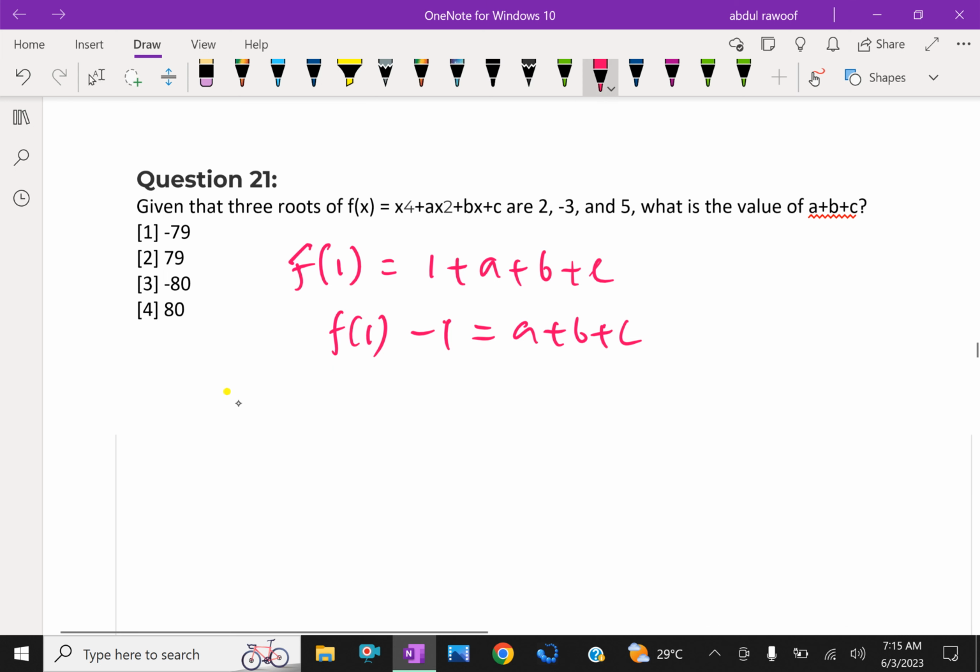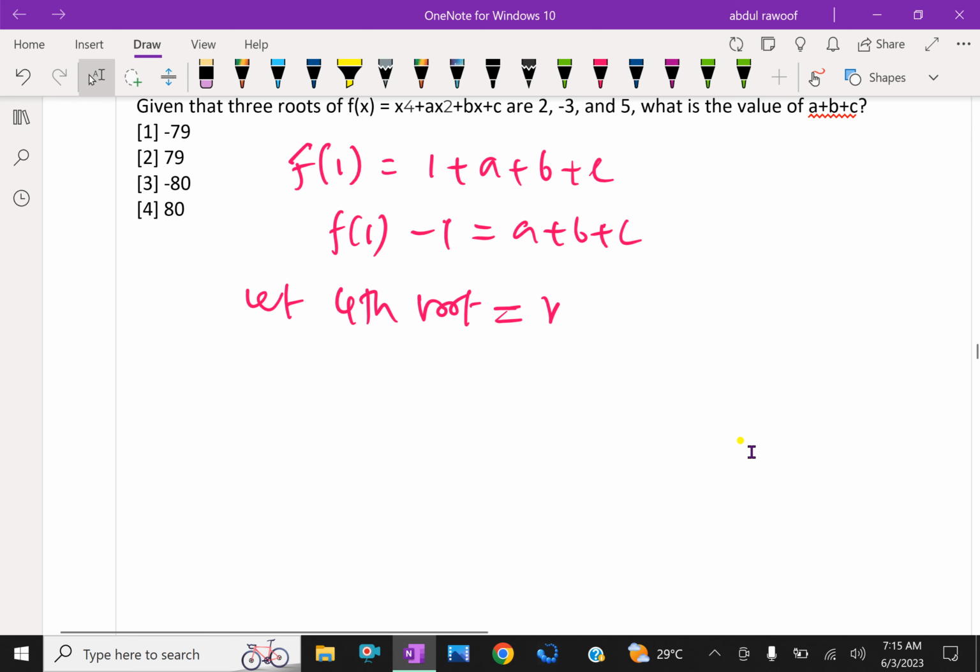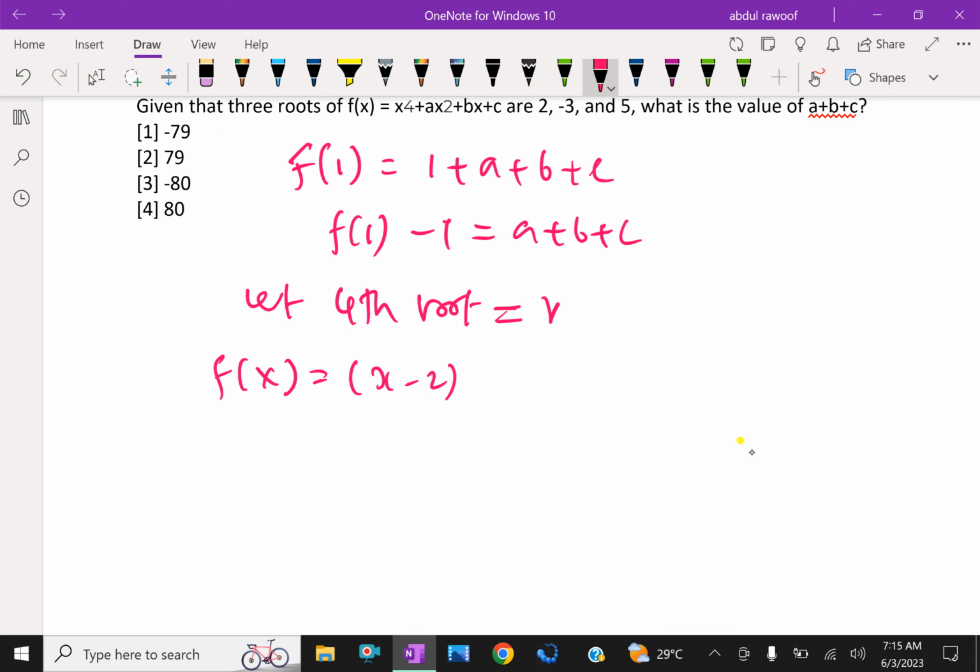Here, let the fourth root equal r. Three roots are given, that is 2, minus 3 and 5. The fourth root is r. Therefore, we can say that function f of x is equal to x minus 2, since 2 is a root, and x plus 3, since minus 3 is a root, into x minus 5.